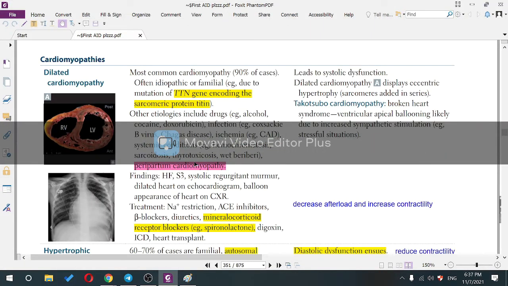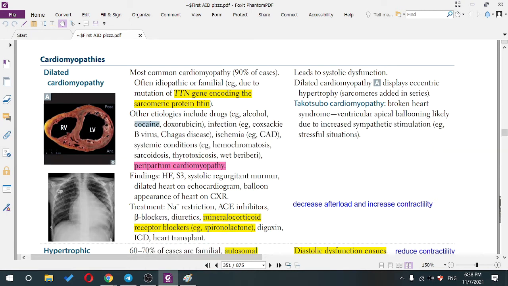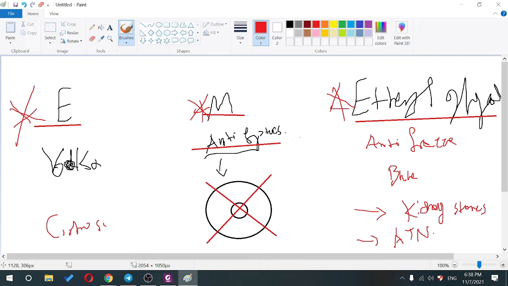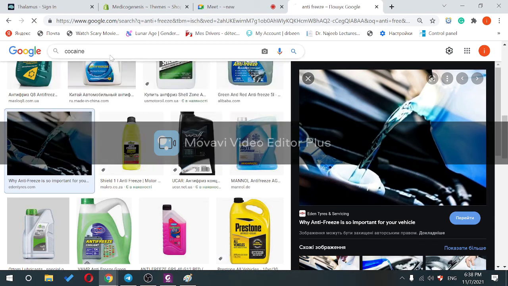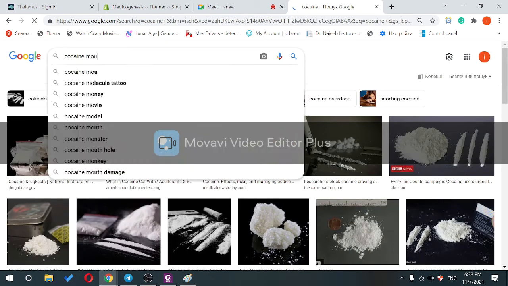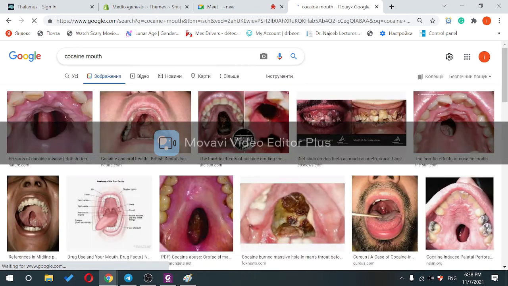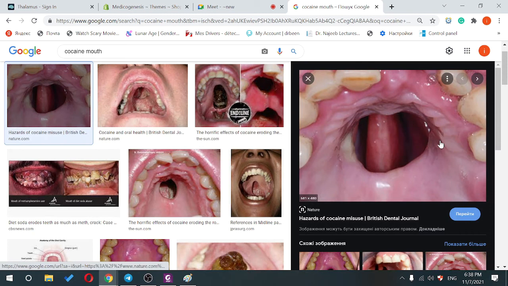So keep in mind that chronic consumption of alcohol, which is ethanol, can lead to dilated cardiomyopathies. Also cocaine as well. Well, cocaine works as a vasoconstrictor, okay guys? So it vasoconstricts everything, including the vessels going inside of your heart, including the vessels inside of your mouth. So if you take a look at this guy who consumed cocaine for a really long time, look at the top of his mouth. It's not there. What happened?